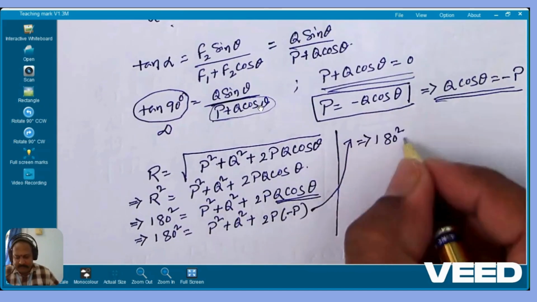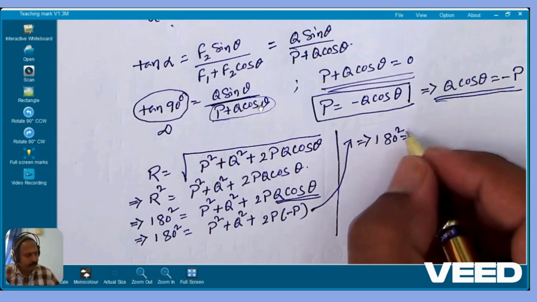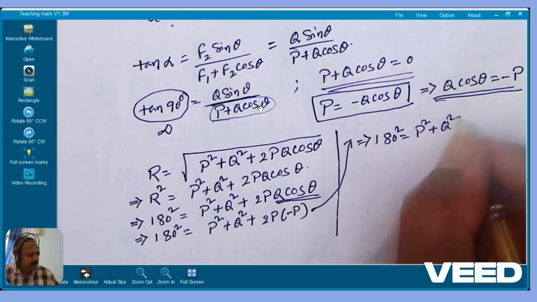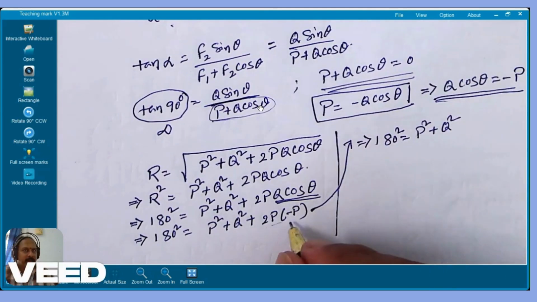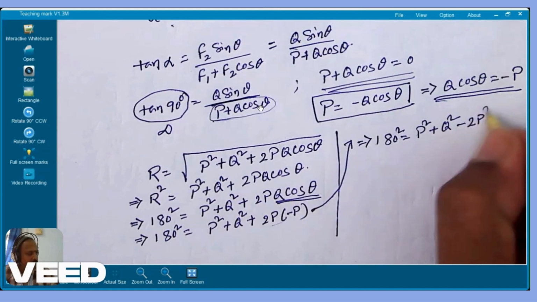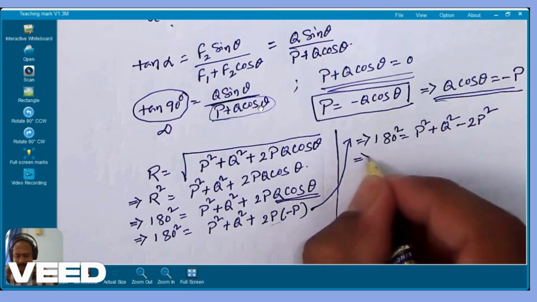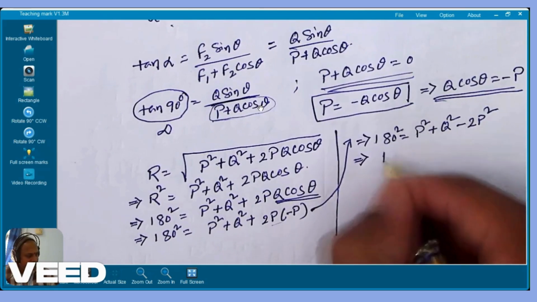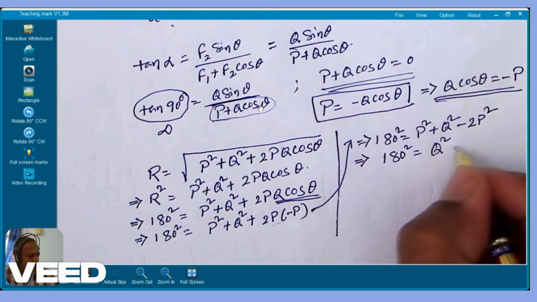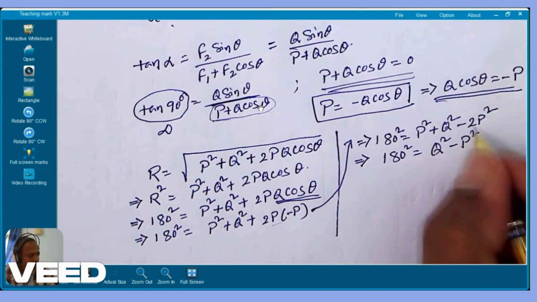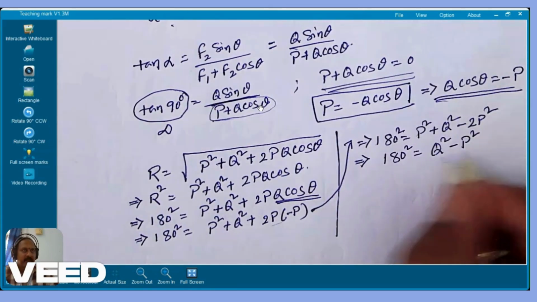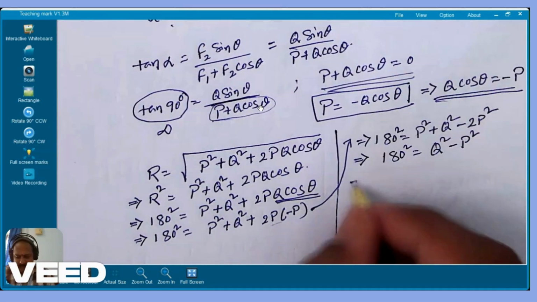So what do we get from here? 180 square is equal to P square plus Q square, 2P into minus P, it is minus 2P square. Clear? So what is the final thing? 180 square is equal to Q square minus P square. So minus 2P square plus P square is minus P square. So this is in the format of A square minus B square.